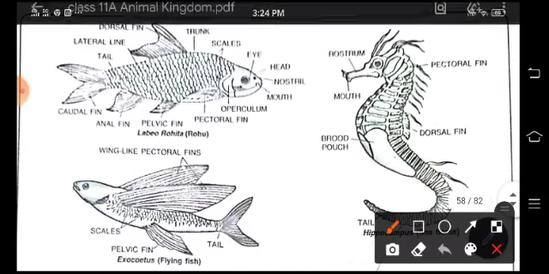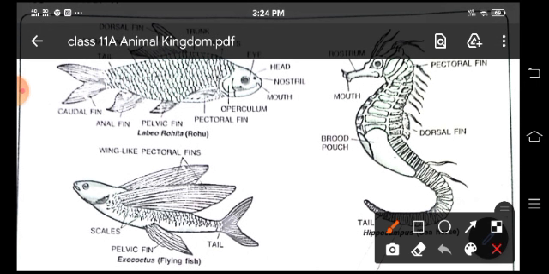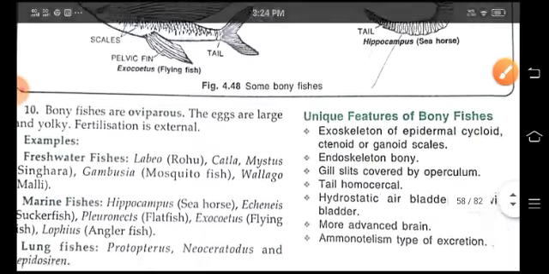Now these are the examples of bony fishes like Labeo rohita, Exocoetus, Hippocampus or seahorse.